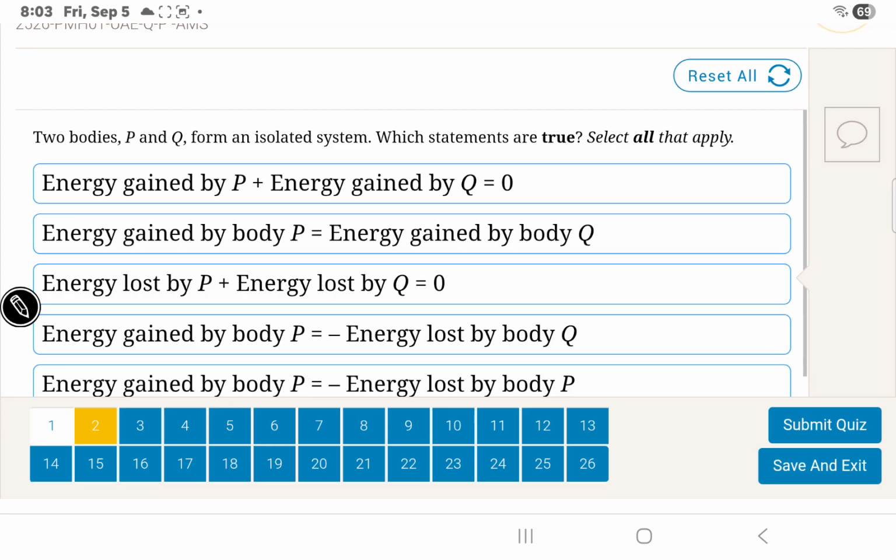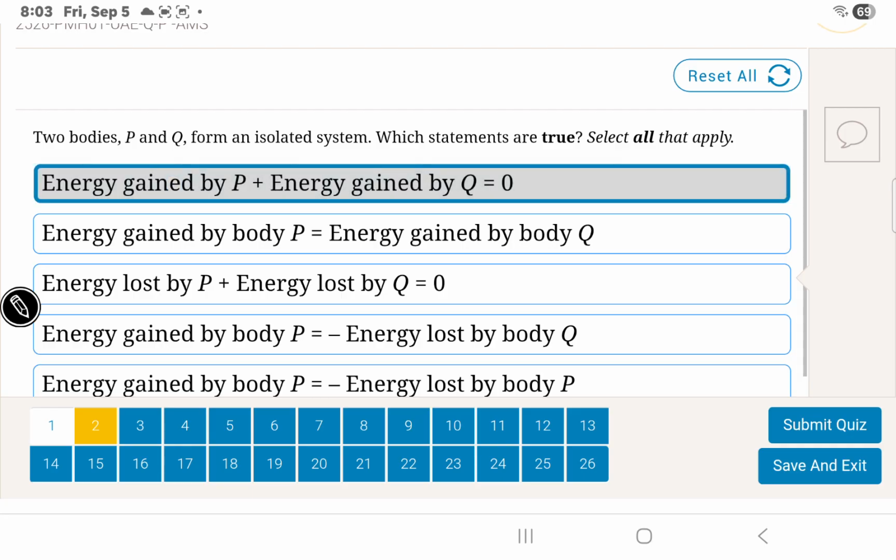Question number 2 now. Two bodies P and Q form an isolated system. Isolated system means no loss or gain in energy. Which statements are true? Select all that apply. Energy gained by P plus energy gained by Q is equal to 0. This is correct because the system is isolated.